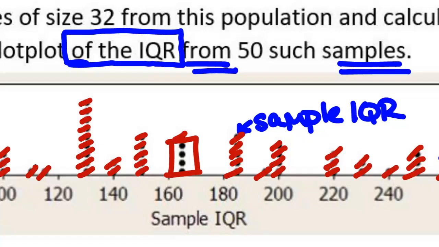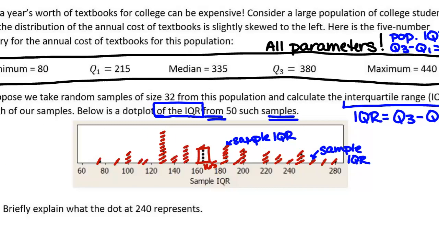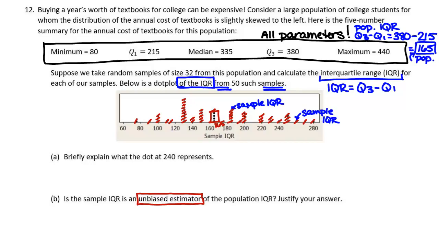Is that right at 160? No, where do you think that's falling? 165. They're counting by 20s on that x-axis, but that is a tick mark that is 5 over. So is the sample IQR an unbiased estimator for the population IQR? Yes.